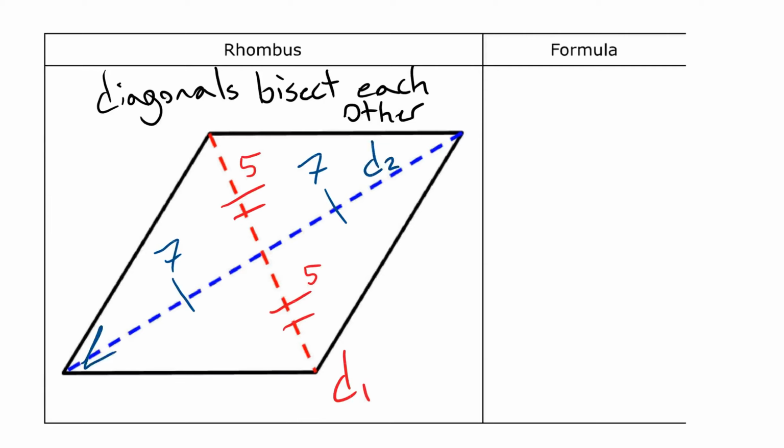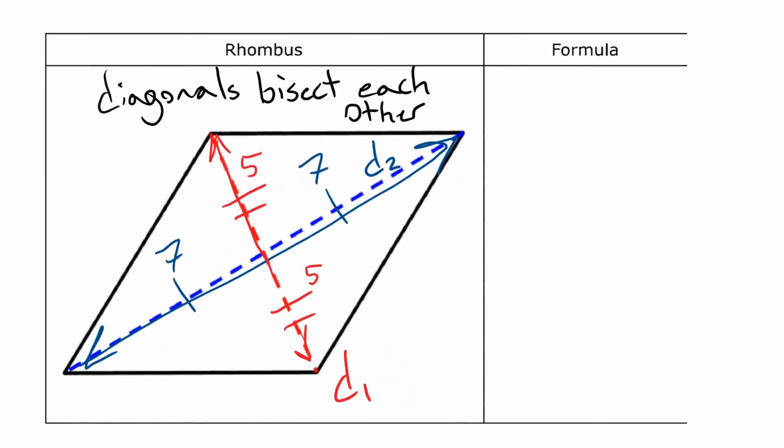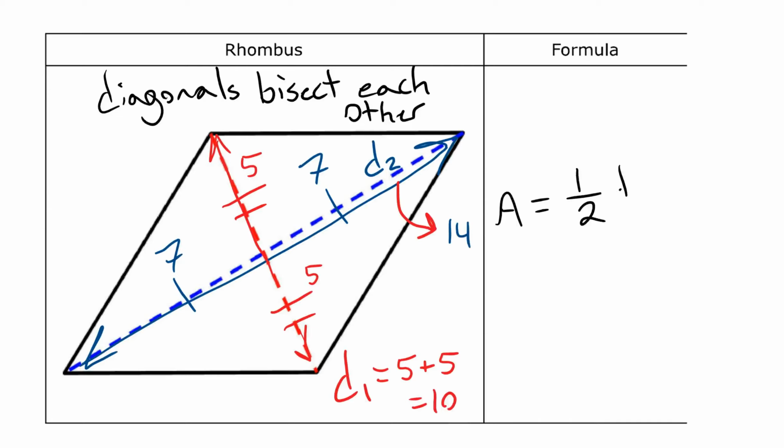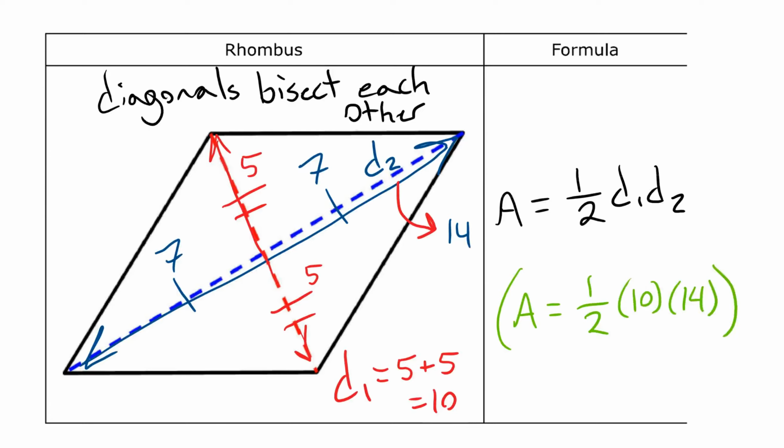Now, the entire diagonal is the entire length of those lines. So in this specific case, D1 would be 5 plus 5, which is 10, and D2 would be 7 plus 7, which is 14. So that's just an example of how you have to add those up to actually use them in the formula. And the formula is actually quite simple. It's just 1/2 times D1 times D2. So in my example, it would be 1/2 times 10 times 14. And it doesn't really matter what that is. It's just, for this example, the numbers we would plug in.